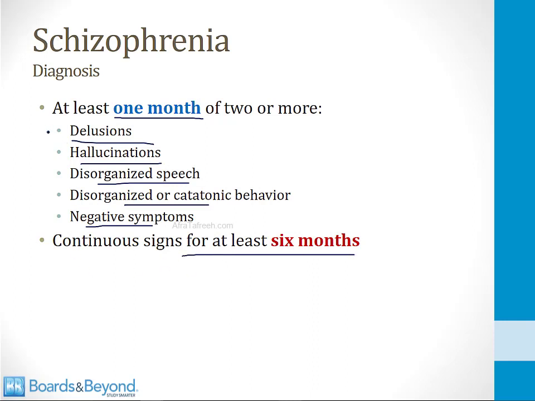So, for example, if a patient has all of these symptoms for 6 months, then they have schizophrenia according to the DSM-5. On the other hand, a patient who has only 2 of these symptoms for 1 month does not have schizophrenia unless for another 5 months they display at least one of these features or some other feature of schizophrenia. So they would have 1 month with 2 features and then 5 months with other features.